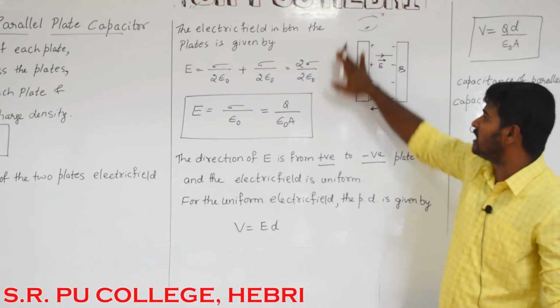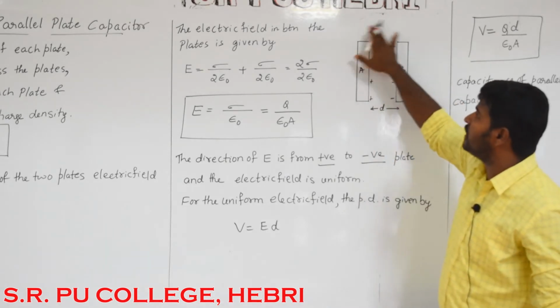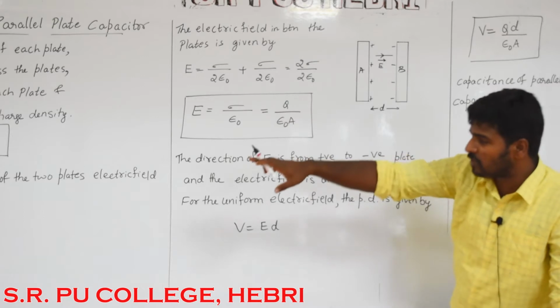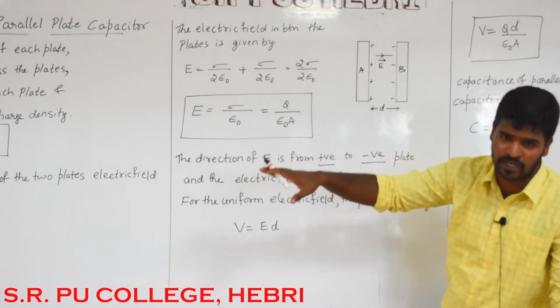Therefore, what about the outer region? The electric field around the conductor is 0. Therefore, in the outer region of the 2 plates the electric field is 0.